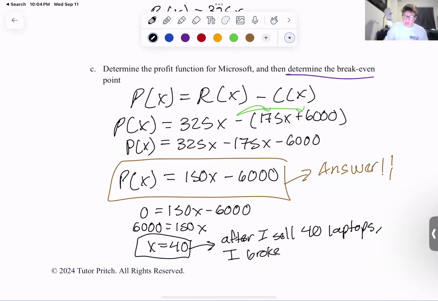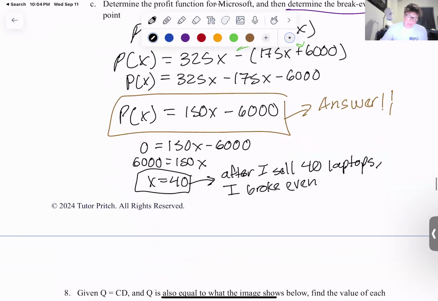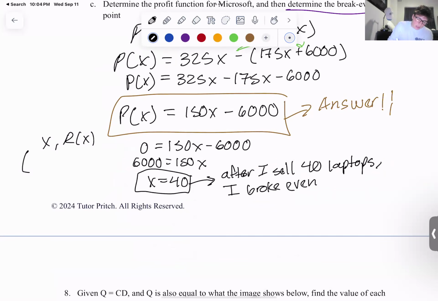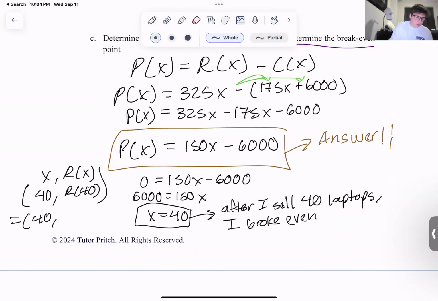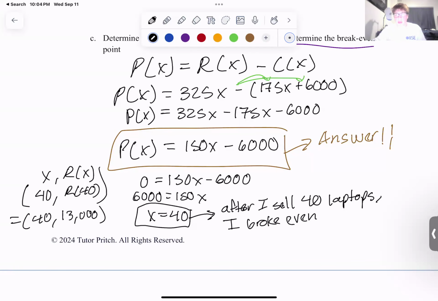Now they may also ask you to put it as a coordinate, kind of like how you guys were asking earlier, and they'll specify what they want your y coordinate to be. Sometimes it'll be like x comma r of x, and the way you'll do that is 40, comma, whatever r of 40 is. So r of 40 would be 325 times 40, right? So 13,000. So that's an example of how they could ask it to you.